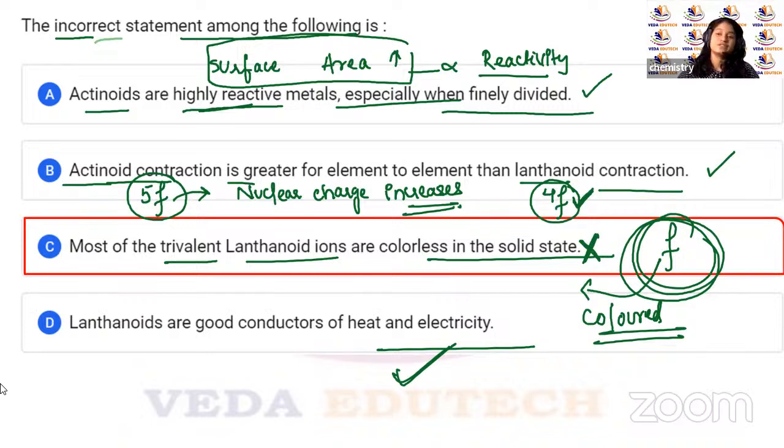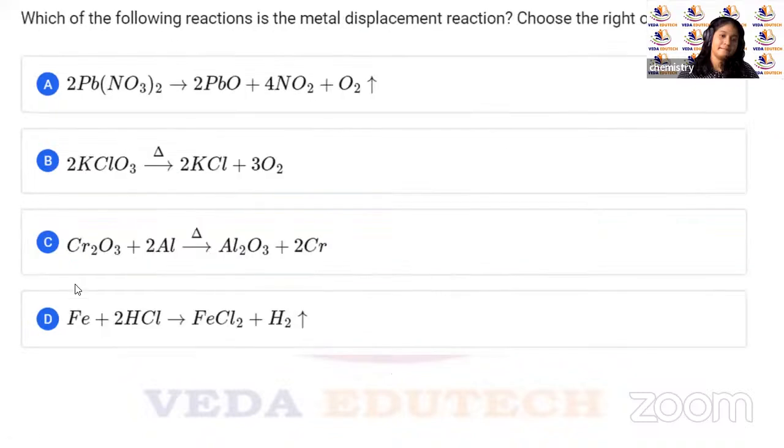Any doubt till here, children? Next question on your screen. Easy one. And this was asked, I guess, in 2020 maybe. So such type of questions are also asked. Try this.